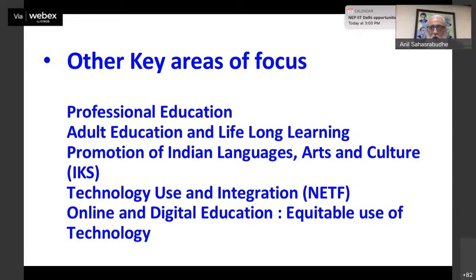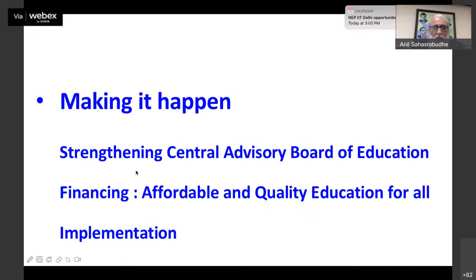Through brick and mortar types of universities and colleges, there is a limitation on the land, on the infrastructure requirement, the cost involved, and therefore how we make use of online and digital education effectively to the extent possible, thereby the costs are reduced. And this is another area which has been there as part of this.